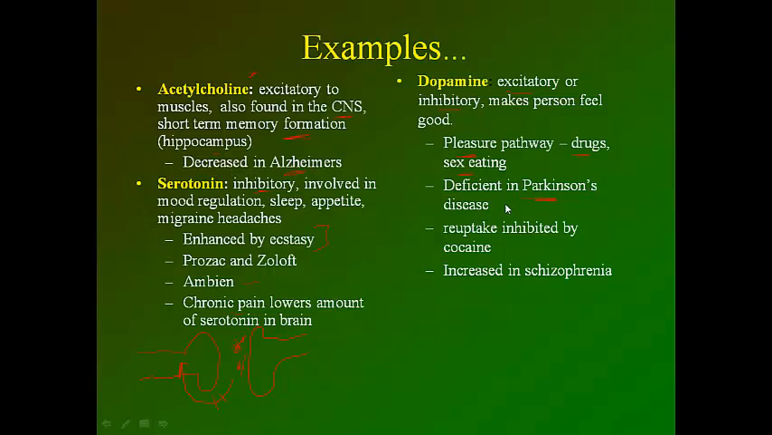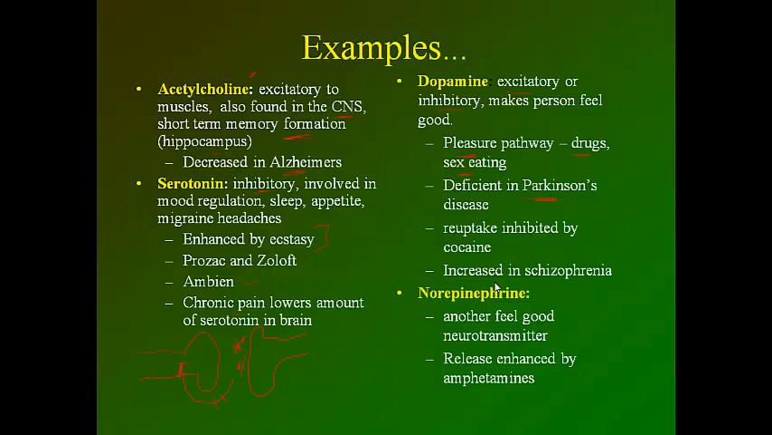So again, in this case, the inhibitory part of dopamine is also important. Now, the reuptake of dopamine is inhibited by cocaine. So what happens when someone takes cocaine, the dopamine stays in the synapse longer and gives that person that high. They've also found that people with schizophrenia have increased dopamine levels. So if you think about symptoms of schizophrenia, hearing voices, seeing things, that's caused because of this increase in dopamine in certain regions of the brain.